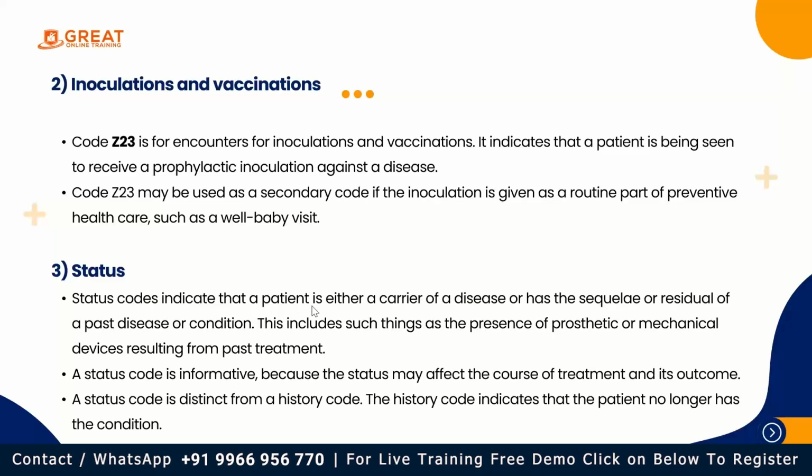Status codes indicate that the patient is either a carrier of a disease or has the sequelae or residual effect of a past disease or condition. This includes such things as the presence of prosthetic or mechanical devices resulting from past treatment. So status codes mostly represent if any surgery happened to that patient, or any prosthetic or mechanical device which is a result of any past treatment or any past disease. Okay, so that we call a status code.